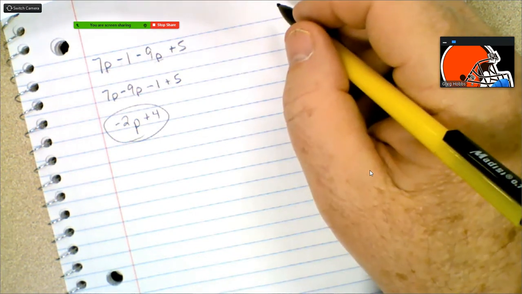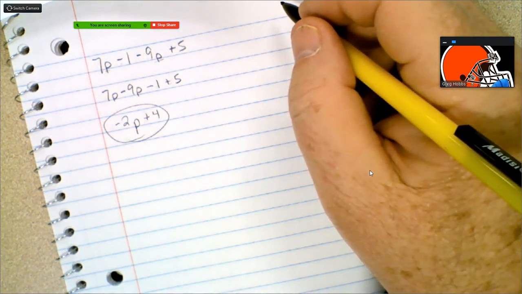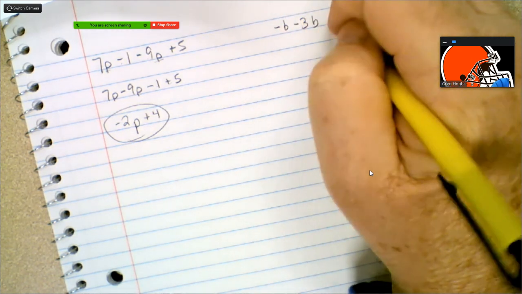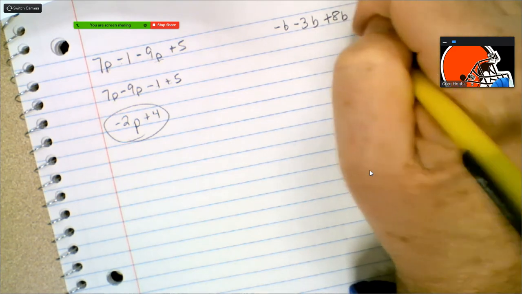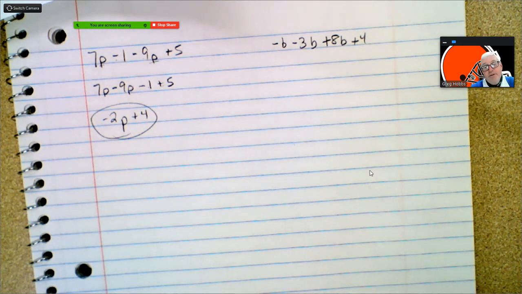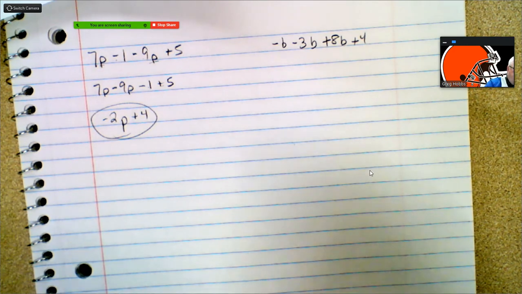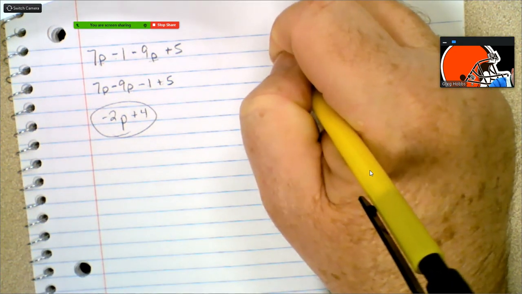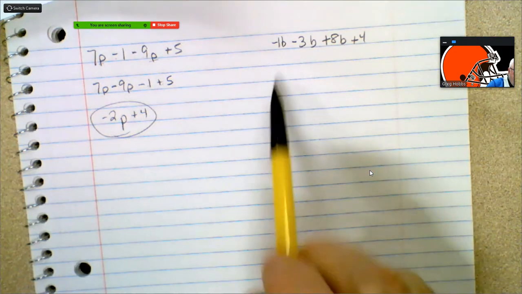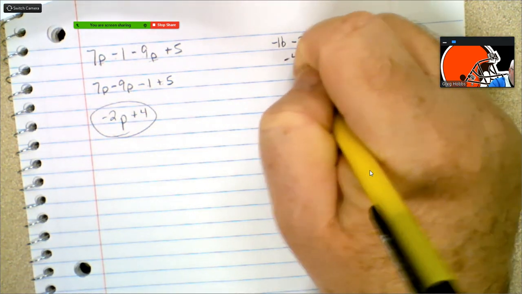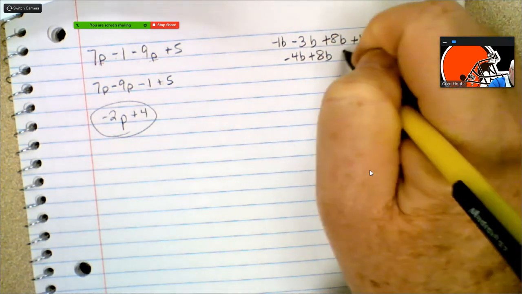One more like this. Let's go with negative B minus 3B plus 8B plus 4. We're going to start with 4 terms, and when we get done, we're going to have 2 terms. Go. Okay, I know that's a negative 1, by the way. You don't necessarily put the 1 there, but I'll put it there for you so you see it. It's negative 1 minus 3. Negative 1 minus 3, well, that would be negative 4B plus 8B plus 4.